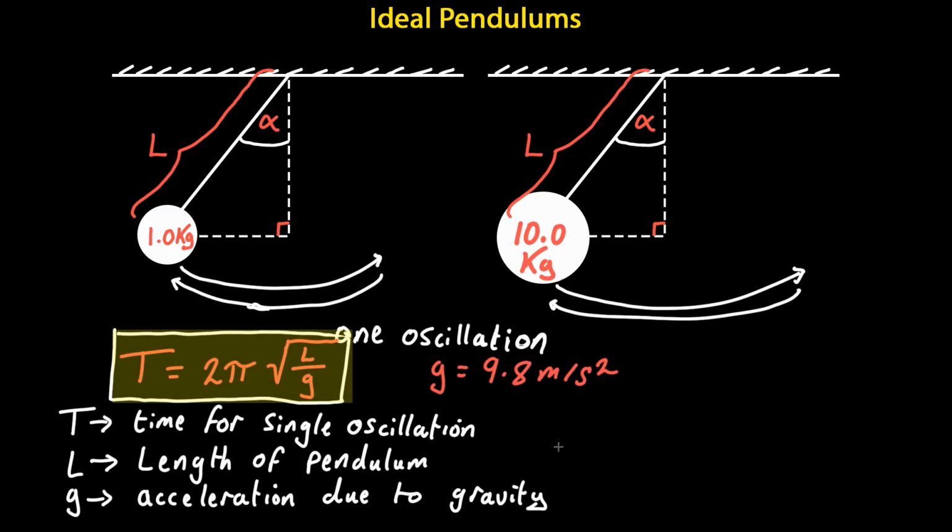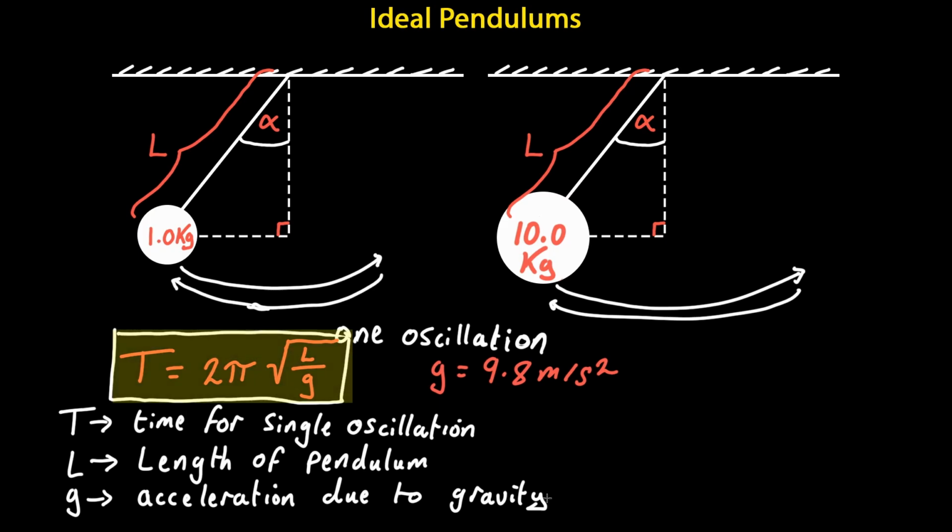So we got T, which is the period for a single oscillation. So the time it takes for the pendulum to swing from left to right back to left again is equal to 2 pi multiplied by the square root of L, which is the length of the pendulum, divided by g, the acceleration due to gravity, or the gravitational acceleration. And the length here of the pendulum extends from the pivot to the center of mass of the bob, or the mass at the end of the pendulum.